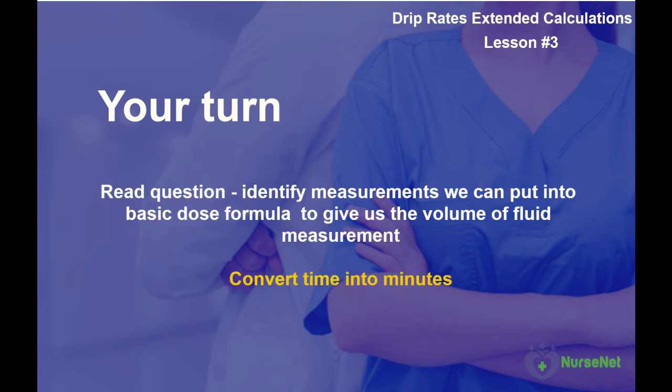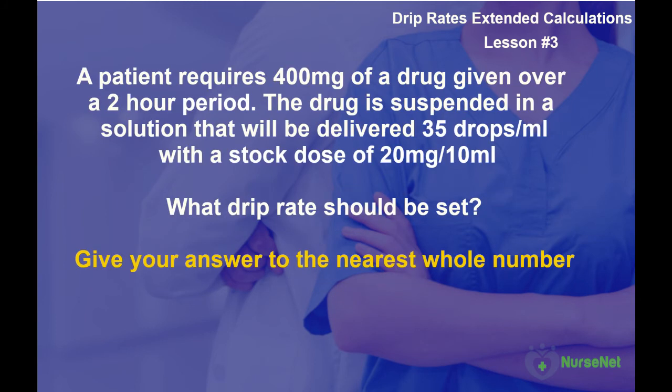So the question is, a patient requires 400 milligrams of a drug given over a 2-hour period. The drug is suspended in a solution that will be delivered at 35 drops per milliliter with a stock dose of 20 milligrams per 10 milliliters of solution. What drip rate should be set? Give your answer to the nearest whole number. You can pause the video and press play when you're ready to reveal the answer.